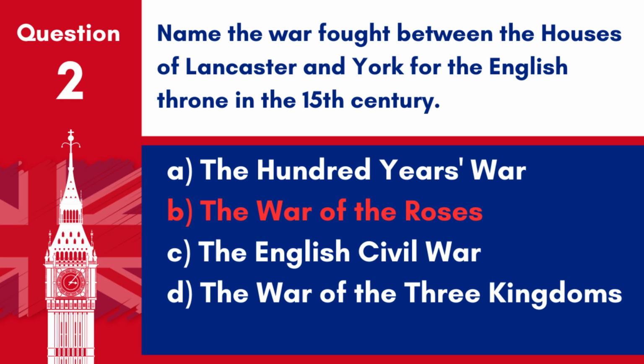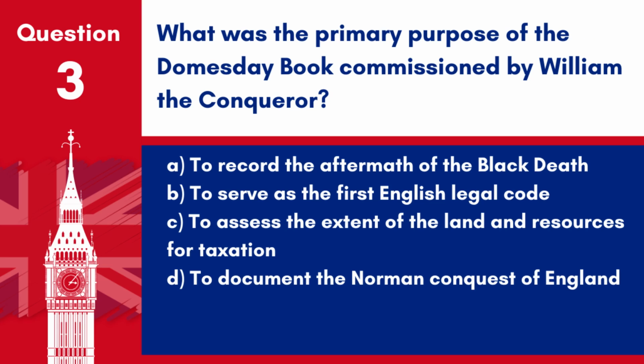Question 3. What was the primary purpose of the Domesday Book, commissioned by William the Conqueror? A. To record the aftermath of the Black Death. B. To serve as the first English legal code. C. To assess the extent of the land and resources for taxation. D. To document the Norman conquest of England.